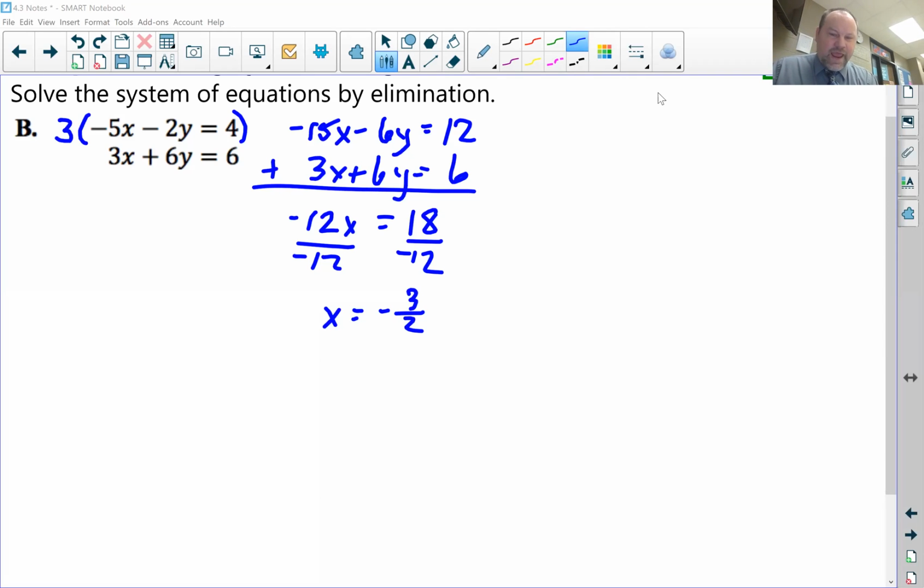Negative 3/2. If you don't like fractions, this one actually does come out exact, negative 1.5. Now I need to find my y value. So I'm going to choose to plug into that second equation. You could choose the first as well. It doesn't matter which one you use.